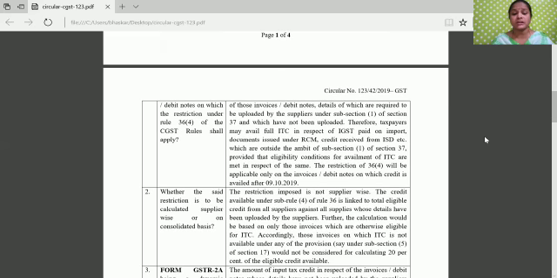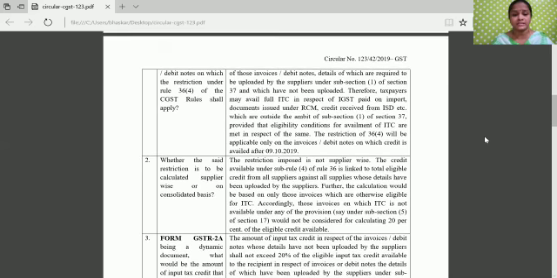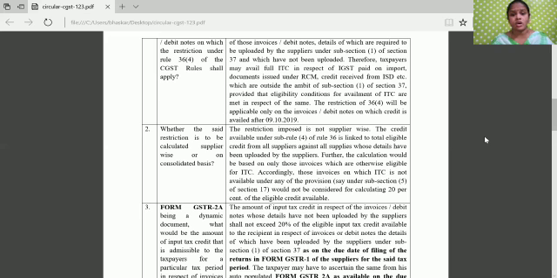Second, how has this restriction to be calculated? Whether it is to be calculated supplier wise or on a consolidated basis. For example, the taxpayer can have n number of suppliers, A, B, C, D, E, F, G, H, etc. The question here was whether the restriction has to be calculated supplier wise or on a consolidated basis. The board clarifies that it has to be calculated on a consolidated basis, that is, against all supplies whose details have been uploaded by the suppliers.